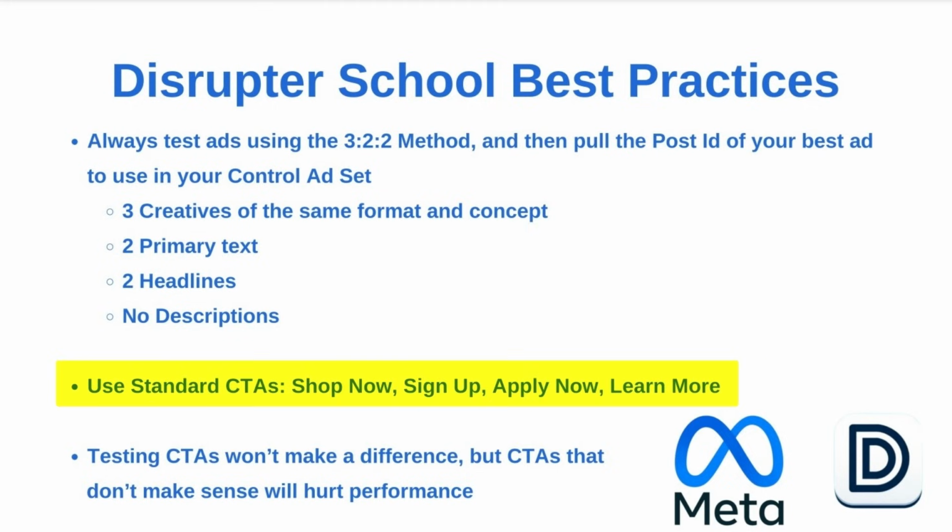You also want to use standard calls to action. Shop now, apply now, sign up, learn more, stuff like that. I've done extensive testing on CTAs at the ad level, and the honest truth is the one that makes sense is the best one. And what you need to know is that the machine knows what buttons people are likely to click on. So when there's a shop now button, it's going to focus on showing that to people who are likely to hit the button labeled shop now.